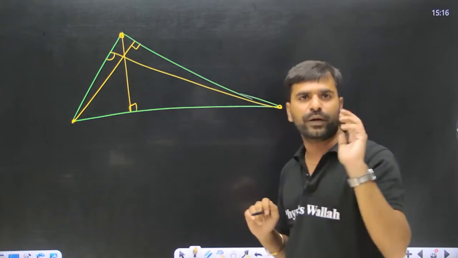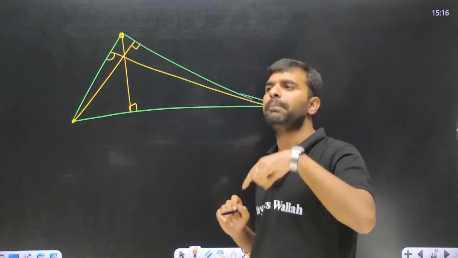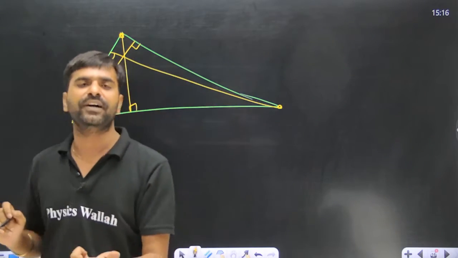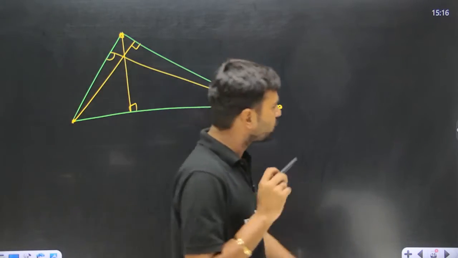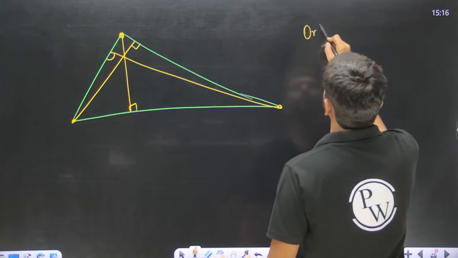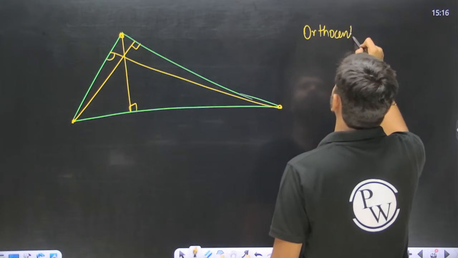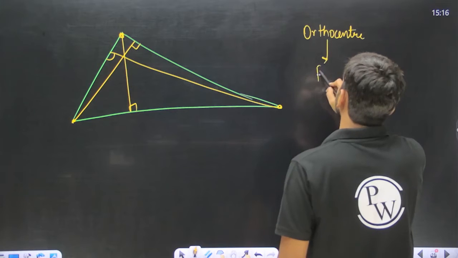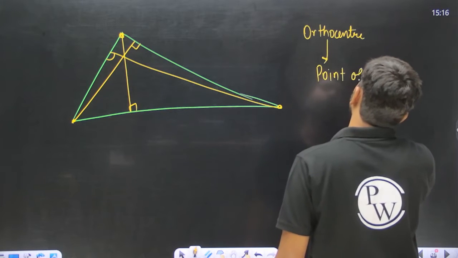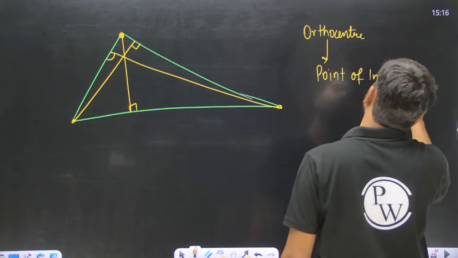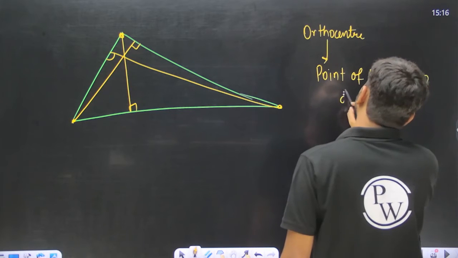Okay, yes, you can feel it like this. So altitude is different, perpendicular bisector is different, median is different, and angle bisector is different. So these are altitudes. That's why I am saying that orthocenter is nothing but the point of intersection of altitudes.